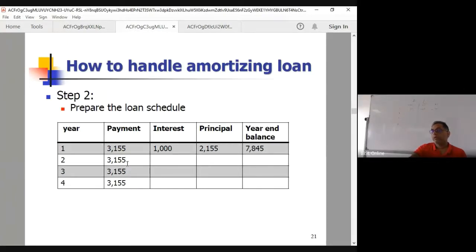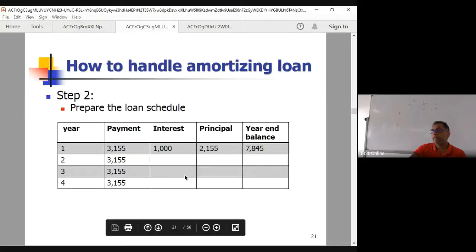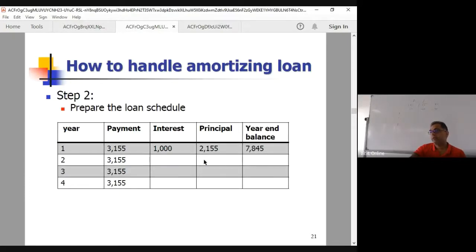The trick is the next month, right? You got to figure out, you know your payment is 3,155, then your interest changes. So basically, you know your total payment, which is basically interest plus capital, has to be 3,155. But remember, your balance has now reduced further. It's 7,845. So now the PV that you're talking about here is 7,845. So when you plug that into the same formula, what will happen is you will get interest of, say, 784, because 10% of this is 784, and the residual amount will be your principal.